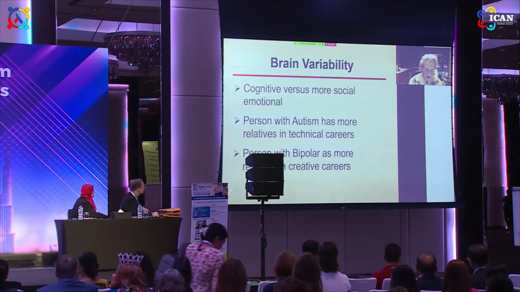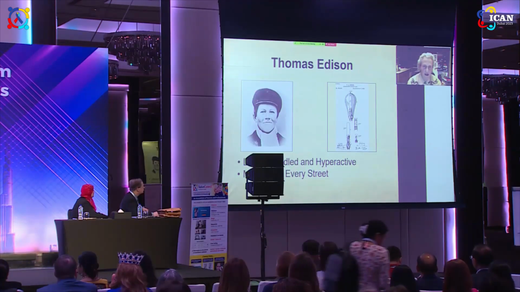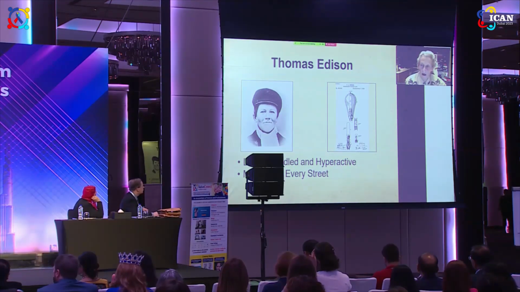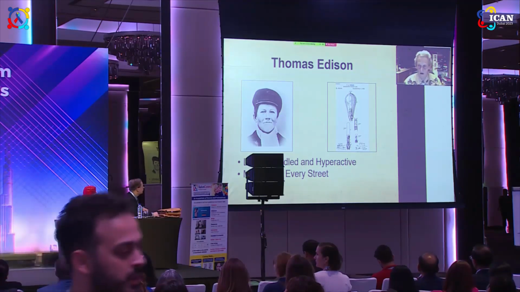Let's go to the next slide. Shows a picture of Thomas Edison. He would probably be autistic today. He dropped out of school. Now, fortunately, he had a mentor. And he had a mentor that taught him how to use the telegraph. It's really important for students to get exposed to things.